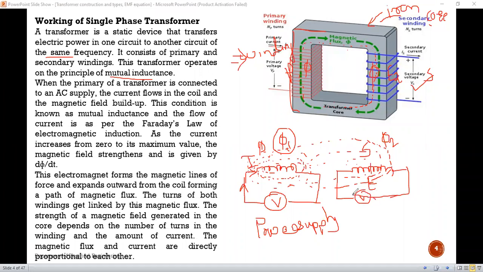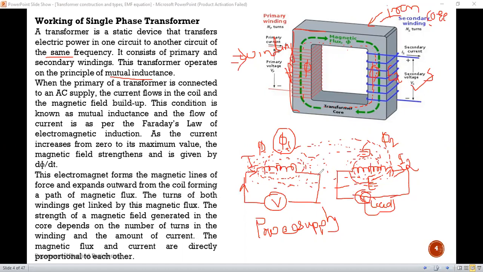And if a load is connected to the secondary coil, some current will start flowing from the secondary coil. Current I2 will be flowing from this secondary coil. This I2 will set up some flux in the secondary coil itself, as well as some flux in the nearby coil, that is the primary coil.